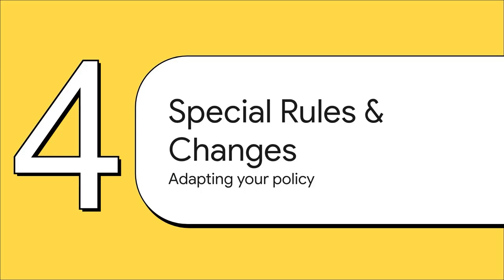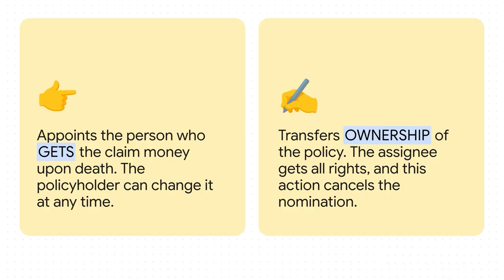A life insurance policy doesn't have to be set in stone forever. So Section 4 is all about the special rules and changes you can make. It's about how you can adapt and even use your policy while you're still around. Okay, this next point clears up a massive area of confusion for people: nomination versus assignment. It's actually super simple when you boil it down. Nomination is about who gets the money. That's it. You're just naming the person who receives the check. You can change it whenever you want.